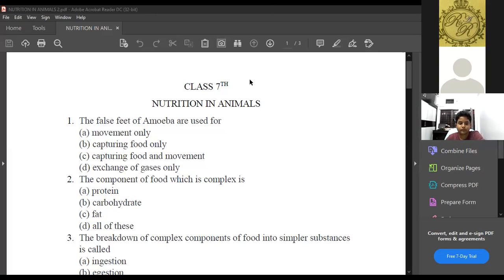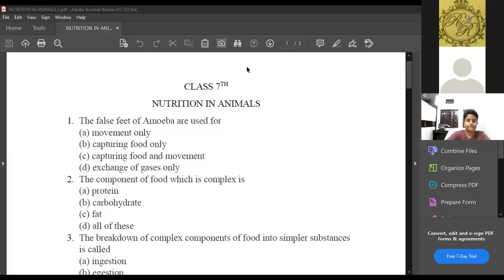Okay. So the false feet of amoeba are used for. What is the meaning of false feet of amoeba first? Wait one minute. I will call you one by one. Jait, what is the false feet of amoeba? What is the name of false feet of amoeba?